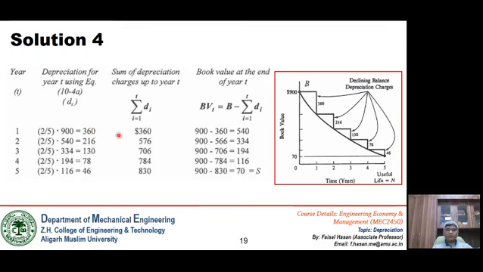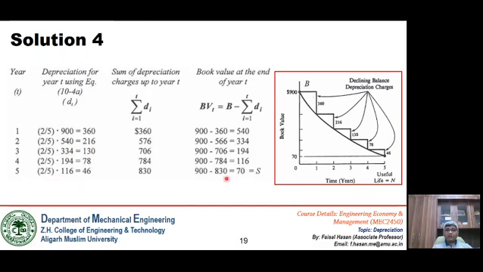So this will be the depreciation for the first year. You subtract it from the book value, so this will be the book value at the end of the first year. Now for computing the depreciation for the second year, we will take the book value to be 540, multiplied with the same factor. The depreciation amount comes out to be 216. You subtract this 216 from 540, or you subtract the cumulative amount from 900, and that will give you the book value. Similarly, we can compute for all the remaining years.